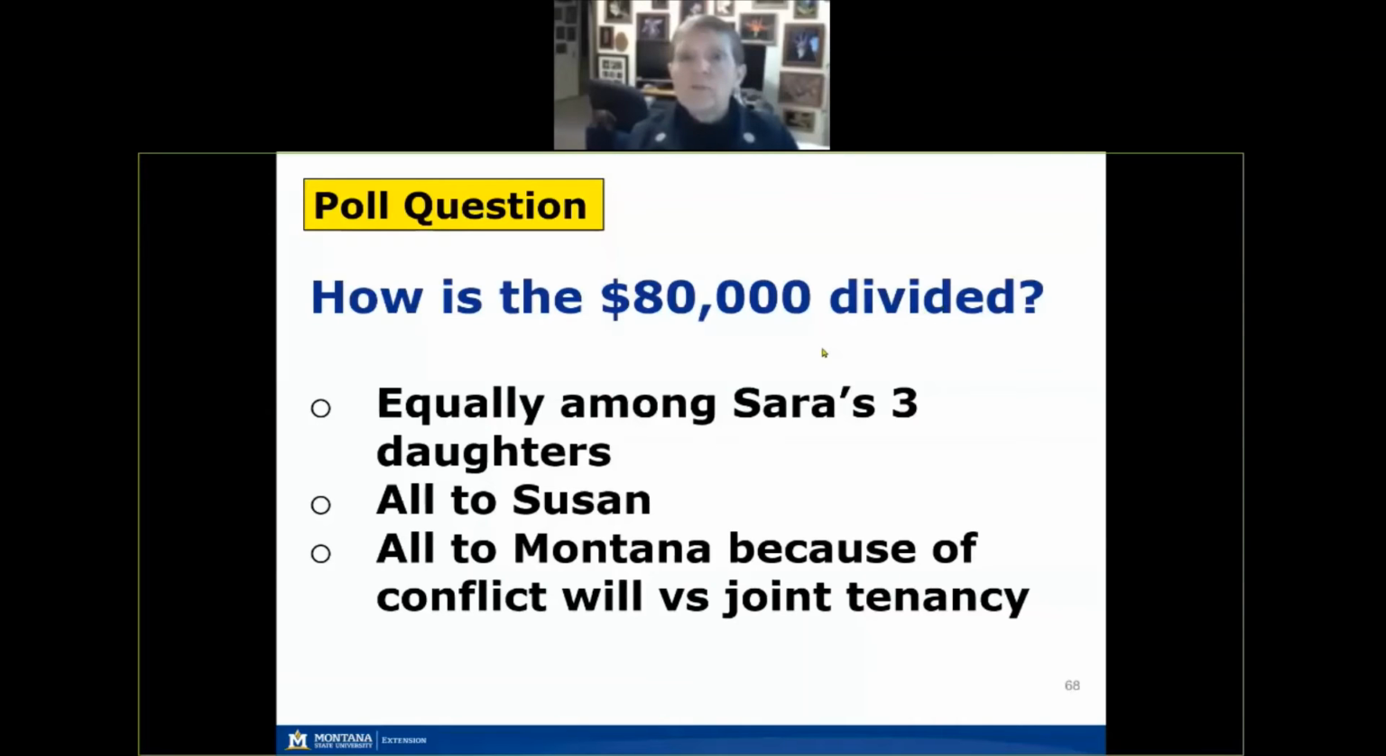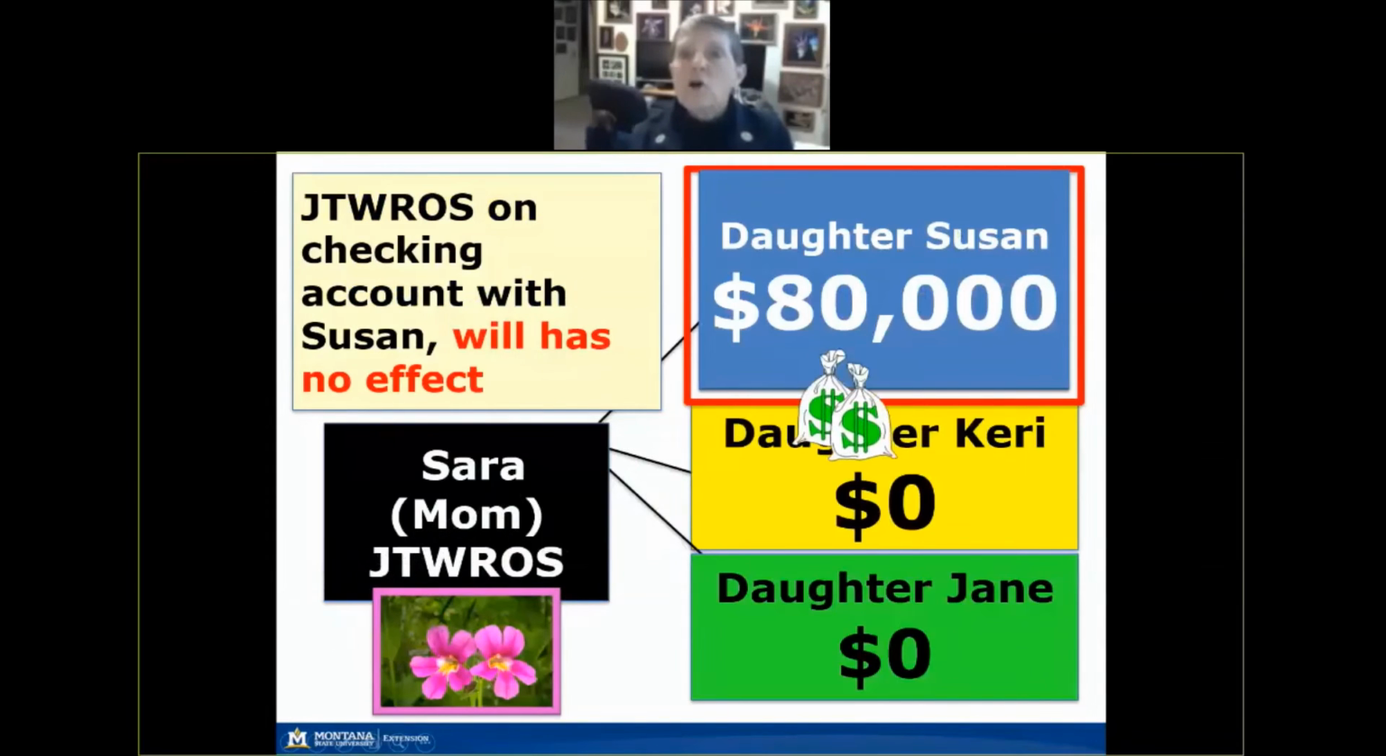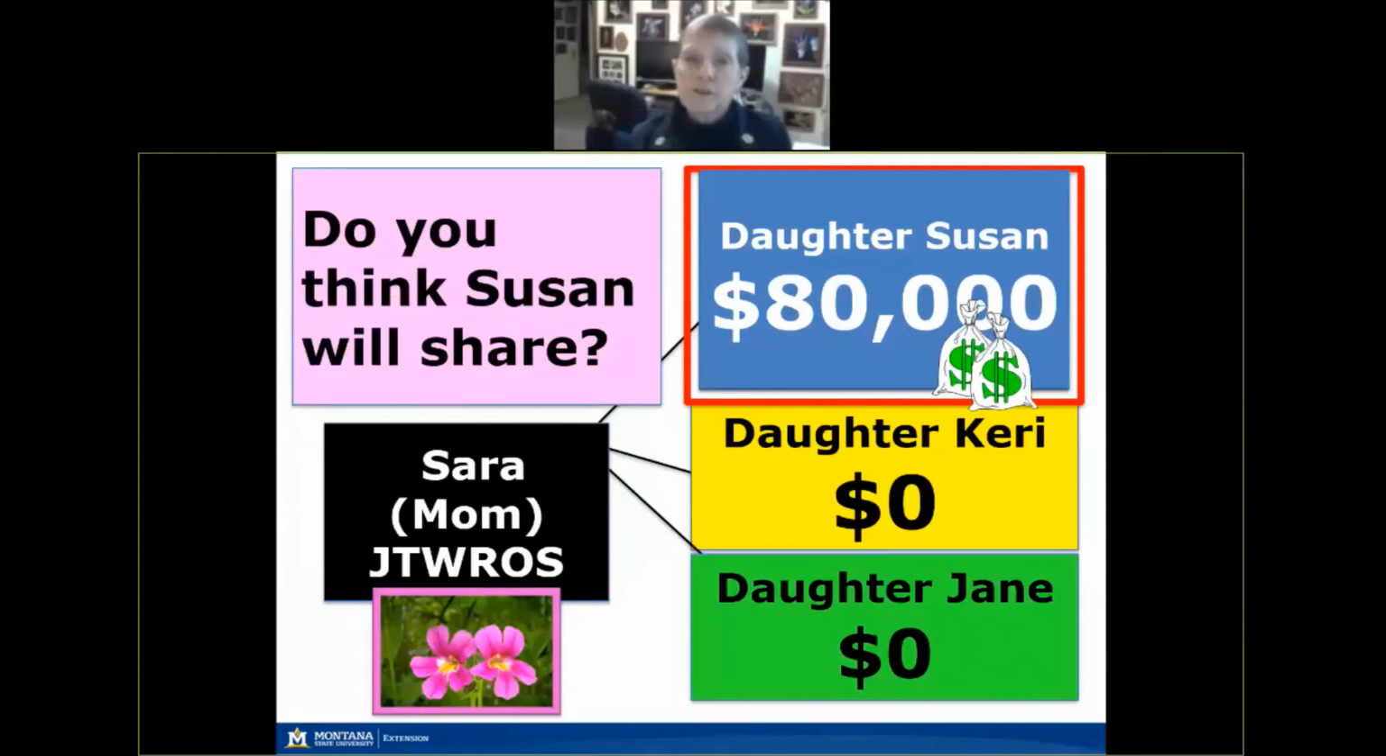Okay, we've got equally among the people that are taking the will controls. So I'm going to show you the answer here. It all goes to Sarah because that is in joint tenancy with right of survivorship. Again, the will has no effect on this. So those of you with joint tenancy property need to know that. So what she's done is disinherit daughter Carrie and daughter Jane. And as I usually ask my audience, do you think Susan will share? And I usually get the groans and the head shakes saying no.